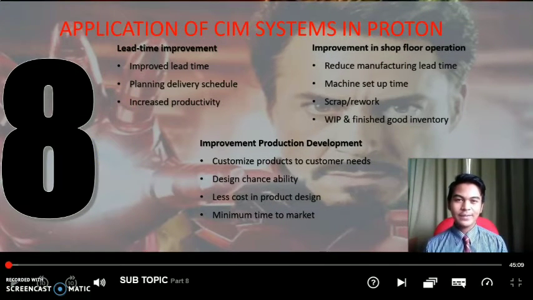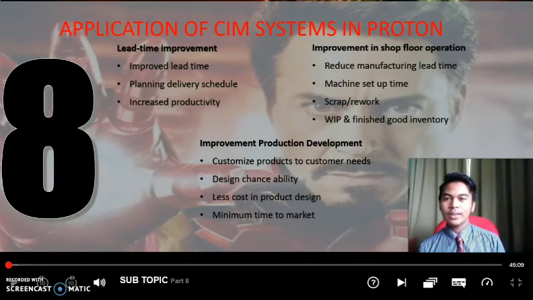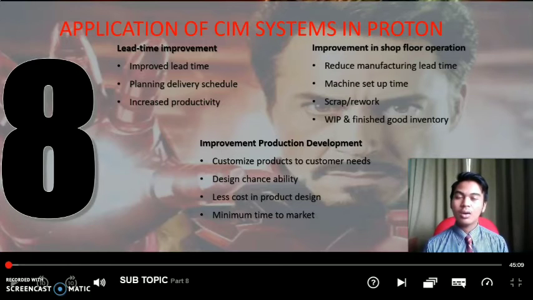Okay, next is the application of CIM systems in a brand of car, which is Proton. After Proton applied a CIM system, they achieved improvements, including lead time improvement, improvement in shop floor operation, and improvement in production development. In the lead time improvement, the company actually improved the lead time. Next, planning the delivery schedule of cars is more organized after applying the CIM system. And last, it actually increased the productivity.